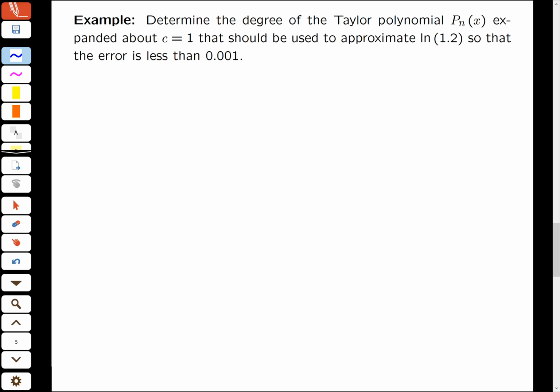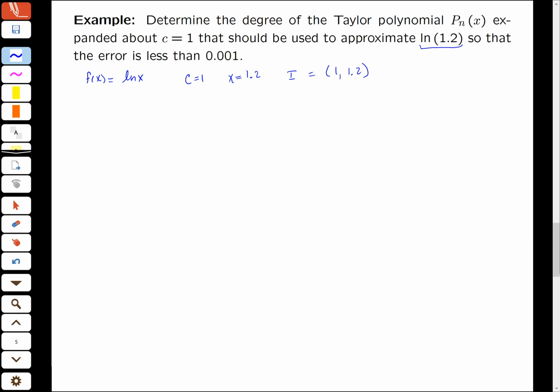Here again, we're going to have our f of x to be equal to the natural log of x. Our c is 1, and we're looking at 1.2, so the interval is going to be 1 to 1.2. That is where we're going to be finding the maximum values for our derivatives. Now we start taking our derivatives.